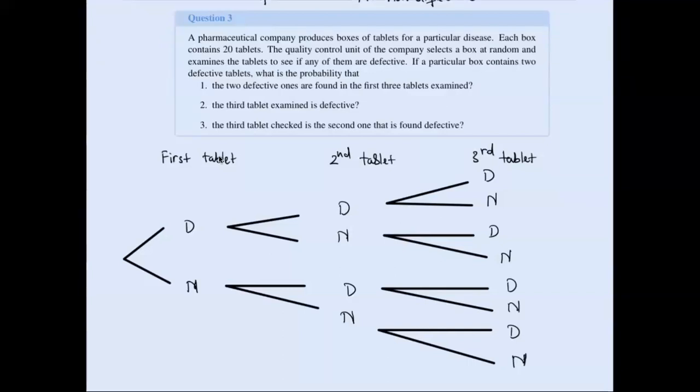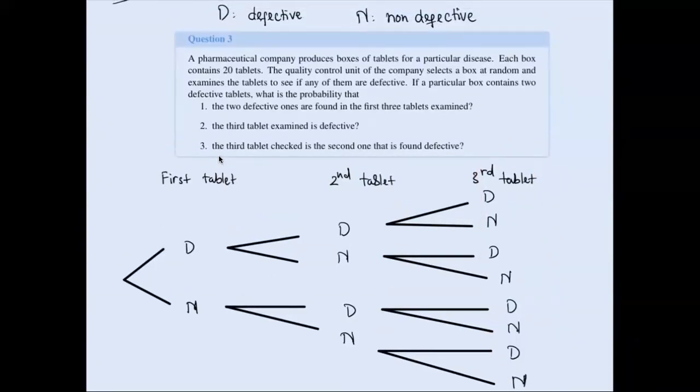Here we start by drawing a tree diagram. You don't have to, but I just find it convenient. So I will draw 3 branches. The first one represents the outcome when you examine the first tablet. And this column represents the result when you examine the second tablet. And this is for the third tablet. And D stands for the tablet being defective and N is non-defective.